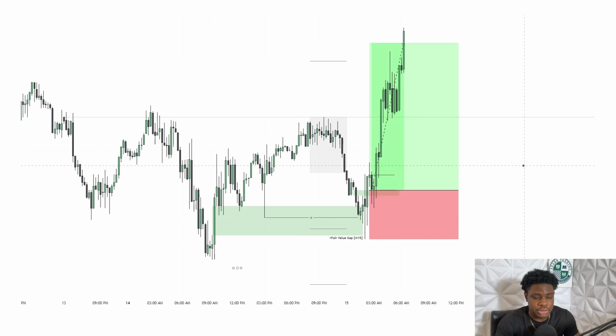There's multiple opportunities to get inside the marketplace, so don't be discouraged if you miss an initial entry. Just be patient, wait for another entry to come through, and you can take that continuation move. Now let's go on to the next example, which is the exact trade I took with my Spark students, which made me a little over $8,000 in just 20 minutes.